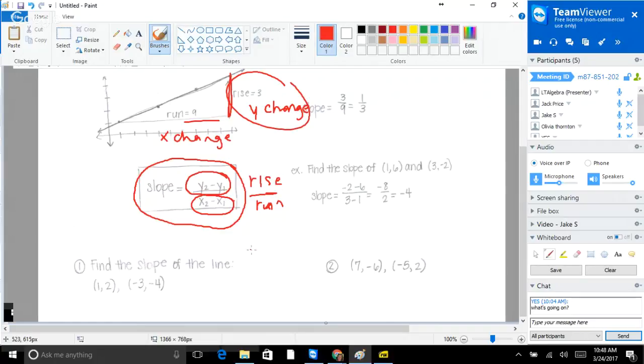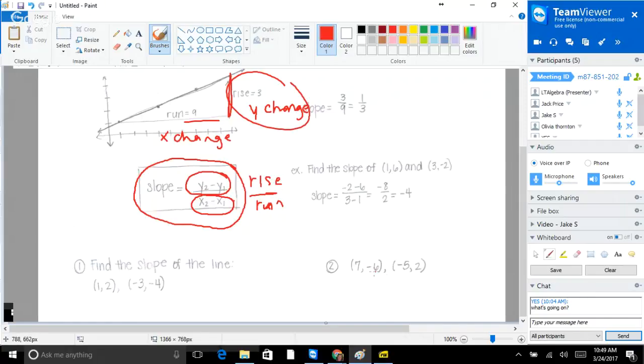So we also need to be able to take two points and figure out the slope without necessarily just putting it on a graph every time. I mean, you can graph it every time, but sometimes you're going to get those points that you can't graph easily, if that makes sense.